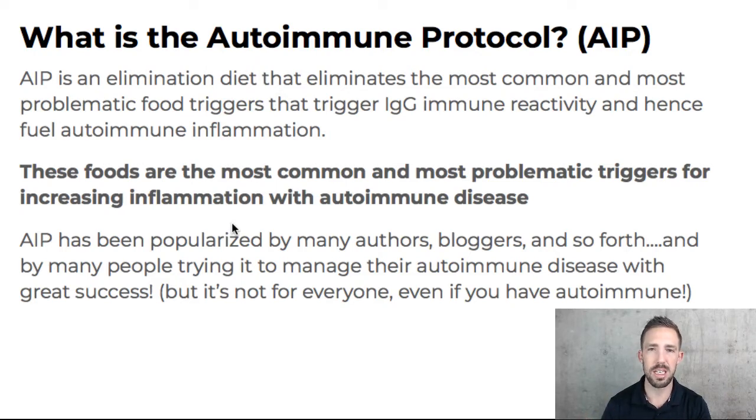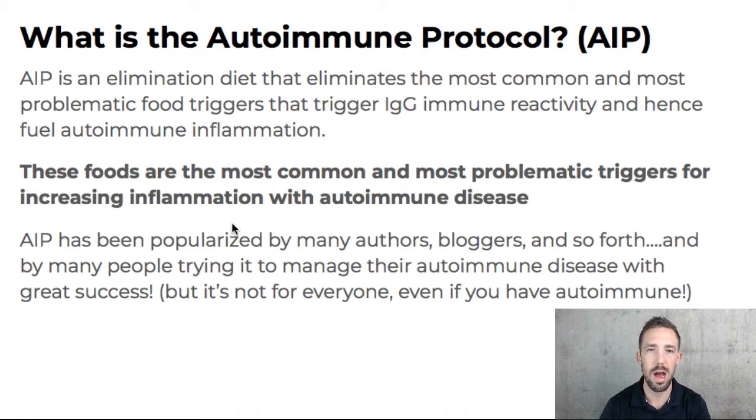So the foods that we're going to talk about today are the most common and the most problematic triggers that are going to pour fuel on the fire and increase inflammation that's seen with autoimmune disease. The AIP diet is largely based around the idea that a leaky gut, or intestinal permeability, leads to food sensitivities and is a contributing factor in most autoimmune conditions. I would say it's at least a contributing factor to the overall inflammatory burden of a patient. It's not always the instigating factor, not always the causative factor, but it's always a contributing factor.